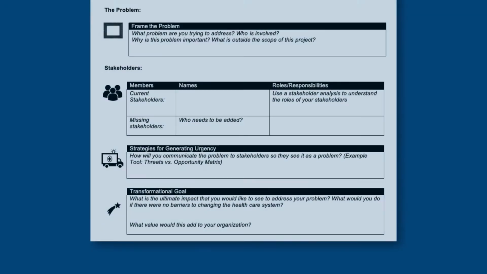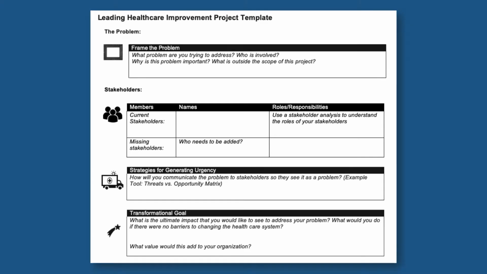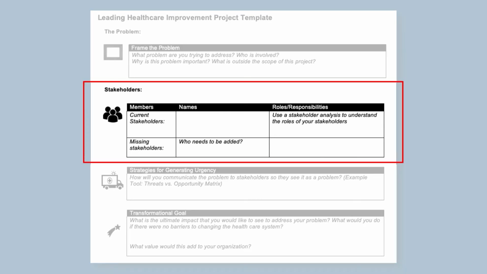To generate urgency, it is important to identify stakeholders and understand what is important to them. Understanding what they care about and prioritize can increase their buy-in in the project. We will use the stakeholder analysis matrix to help guide this process.